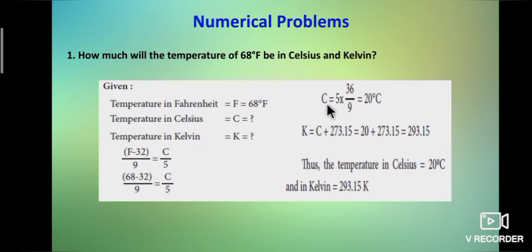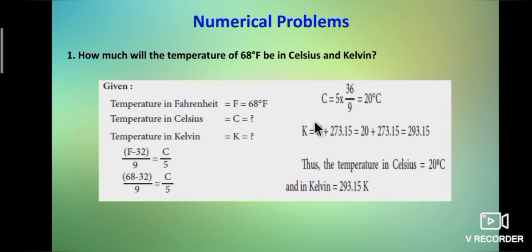Want to find out Celsius. So C is equal to 5 into 36 divided by 9, which is equal to 20 degrees Celsius. So the Celsius is 20 degrees Celsius. After that, want to find Kelvin. Kelvin is equal to C plus 273.15.